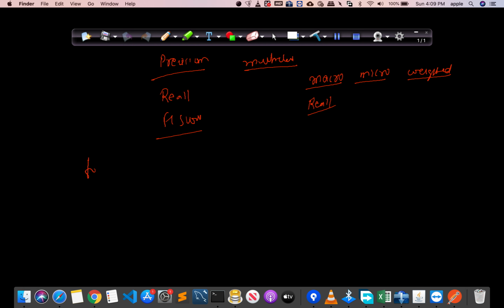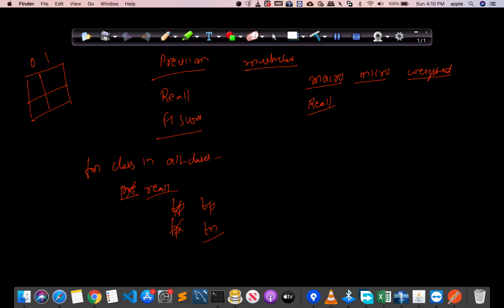Let me first write the loop for class in all classes. So we were calculating precision here. Instead of this, you have to calculate recall. That's all in the macro. In the micro, we were calculating true positive and false positive. Instead of these two, you have to calculate true positive and false negative, because we know that in the confusion matrix, this is 0 1, this is 0 1, this is true negative, this is false negative. Sorry, by mistake I wrote true negative. This is false negative, this is true positive, and this is false positive.